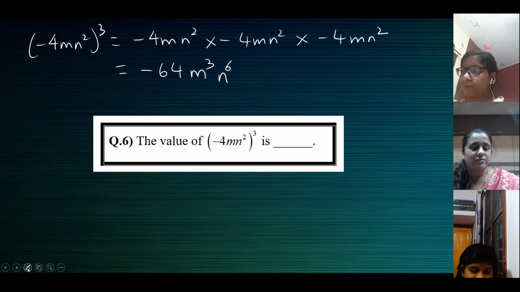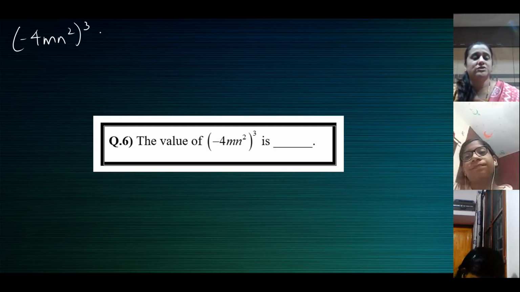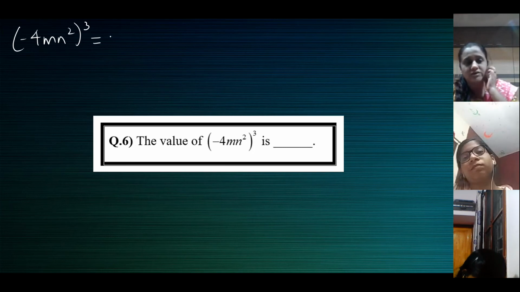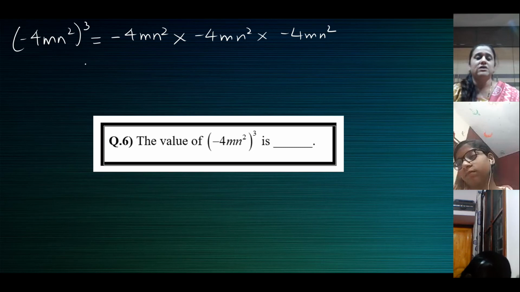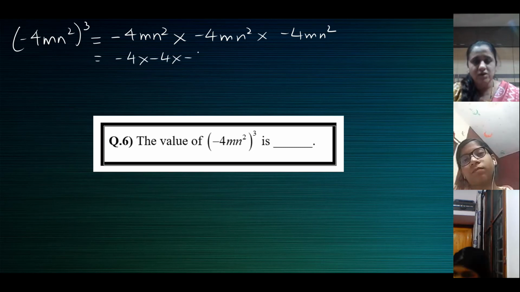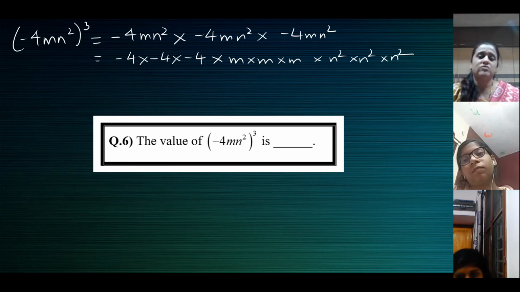Okay, so we have trouble understanding this. Let's be clear. This is the given expression. The meaning of this one is minus 4mn square into minus 4mn square into minus 4mn square. This means it is minus 4 into minus 4 into minus 4, please look at the screen, into m into m into m into n square into n square into n square. This is what it is.